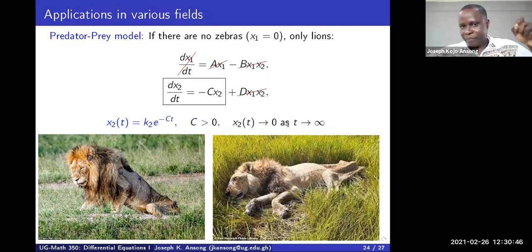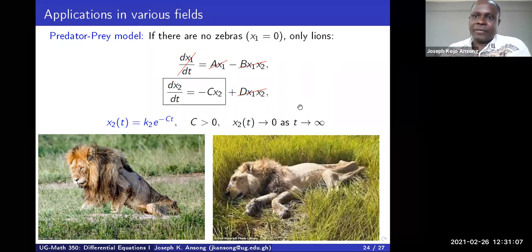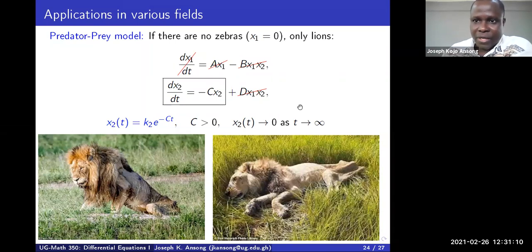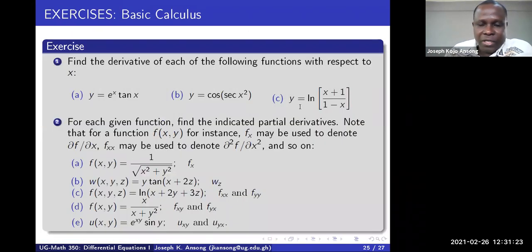So with time, the population of lions continuously diminishes until they all die out. It goes to 0. And that makes sense as well because now you don't have zebras for the lions to prey on, and so they will eventually die. That is what the model is telling us. So differential equations are very interesting because you can use them to model and try to understand different dynamics in real life and different fields. So that is why you want to learn differential equations.